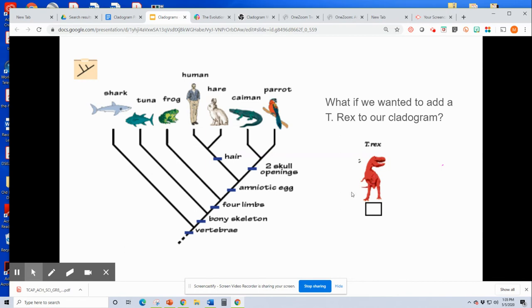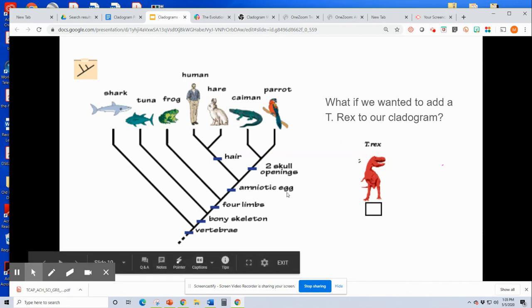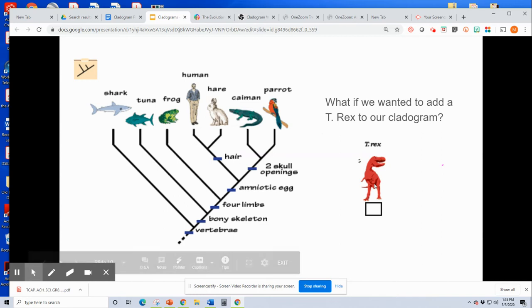Did he have an amniotic egg? I don't know. Beats me. Did he have hair? I don't know. I'm not sure about that either. Did he have 2 skull openings? I think maybe they did. So if he had two skull openings, he'd have to be up on this part of my branch, because I know that two skull openings is a much more recent characteristic that has evolved.